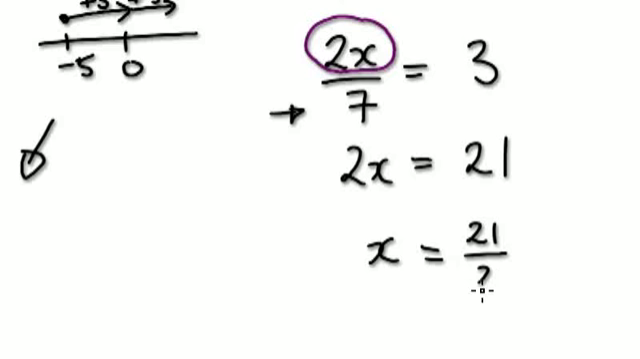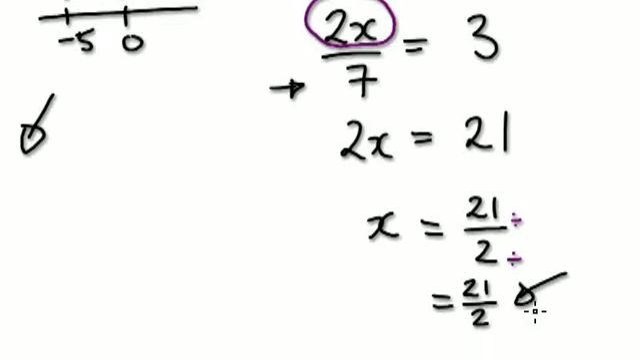Take the 21 divided by 2. Does 21 divide 2 neatly? No, it doesn't. Is there a number where I can divide top and bottom by the same number? No, there isn't. So just leave it as 21 over 2. Okay, so that's actually 10.5. But just leave it as a fraction. All right.